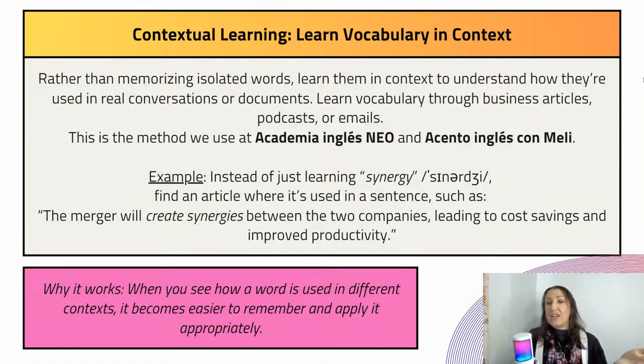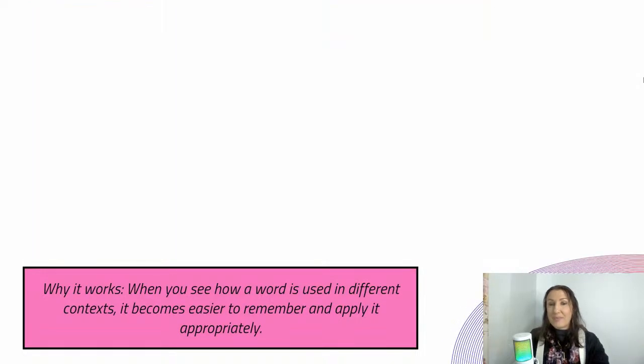If you watch my videos, Acento Inglés con Meli, you will also see that I teach words in context. All of my flashcards have phrases, not isolated words. Why? Because it really works. If you are learning something like synergy, you find an article and you see this word, you can write the whole sentence. You can say, the merger will create synergies between companies. So you learn the word in context, and this is very important. It becomes easier to remember, and your brain will work way better.